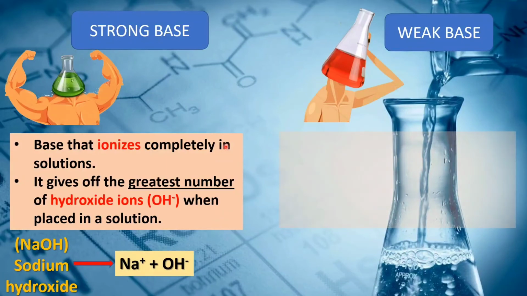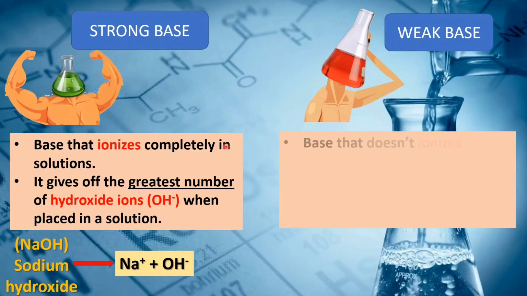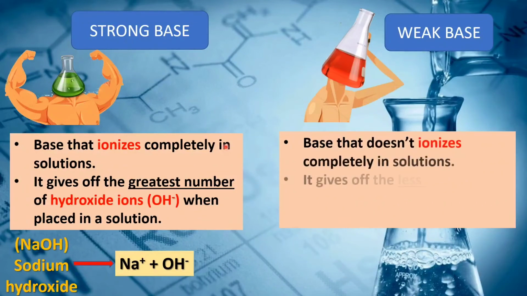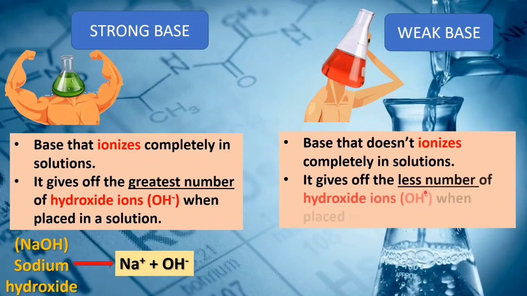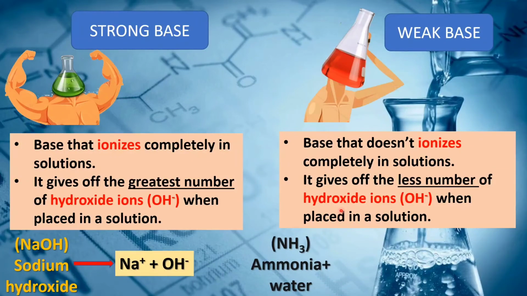In a weak base, the base is not going to ionize completely. It doesn't ionize completely in the solution, and it gives off fewer hydroxide ions. So here we will have fewer hydroxide ions. When we talk about this, here it is ammonia, and it gives NH4+ and OH-. Here one hydroxide ion is given, while the other hydroxide ions are still there in the ammonia. So ammonia is the example of a weak base, and sodium hydroxide is an example of a strong base.